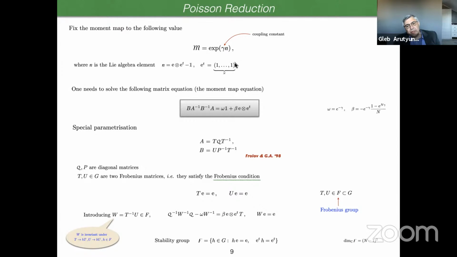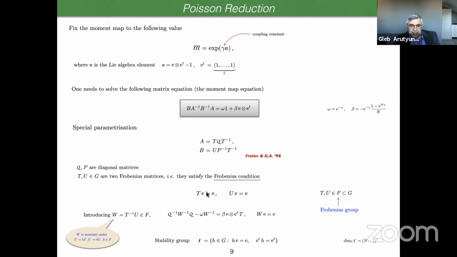Working out this exponent explicitly, we are led then to solve this moment map equation for the matrices A and B. And in order to do this, it is quite advantageous to use a special parametrization for matrices A and B in terms of two diagonal matrices, Q and P, and matrices T and U, which satisfy a special condition, namely the Frobenius condition. Matrices T and U leave this vector E invariant. This decomposition of A and B, or presentation of A and B in terms of these matrices, is unique, and it's dense for elements in GL(N, C).